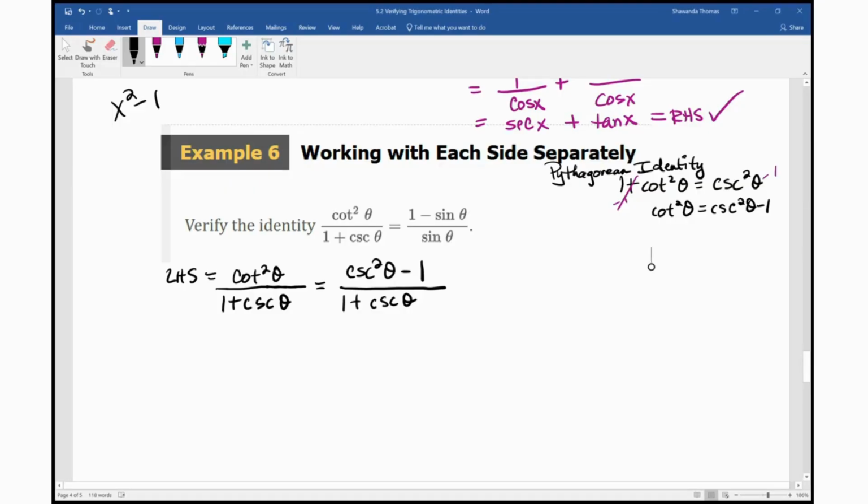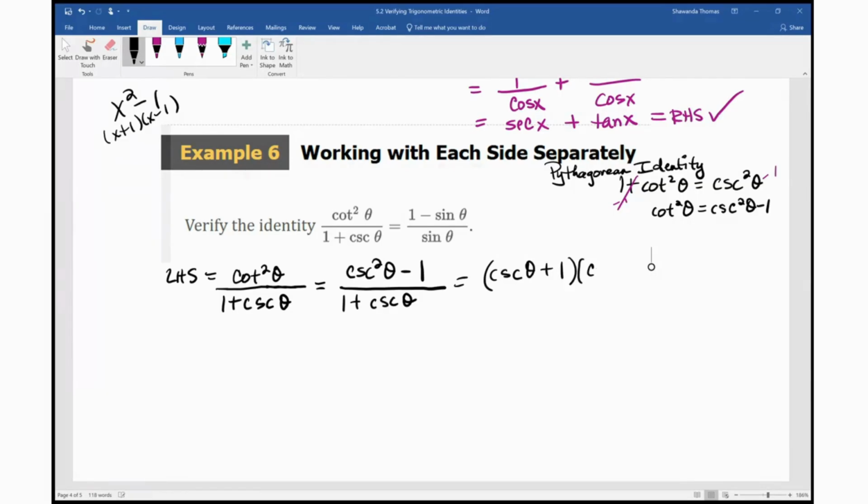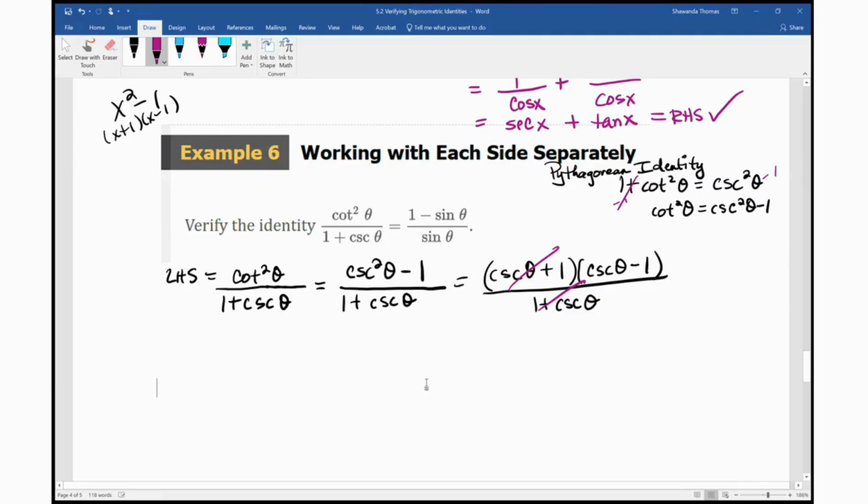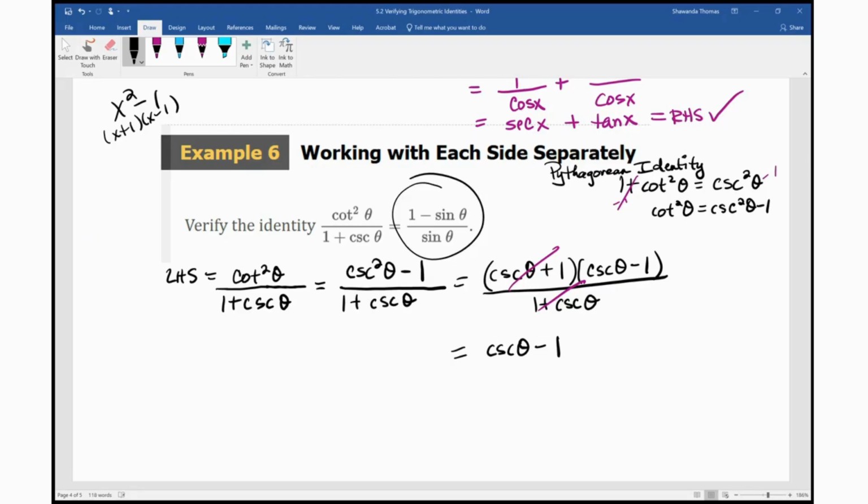Correct. So this would be cosecant theta plus 1 times cosecant theta minus 1 over 1 plus cosecant theta. These are the same, so they cancel. All right, that leaves us with cosecant theta minus 1. So we're still not done.